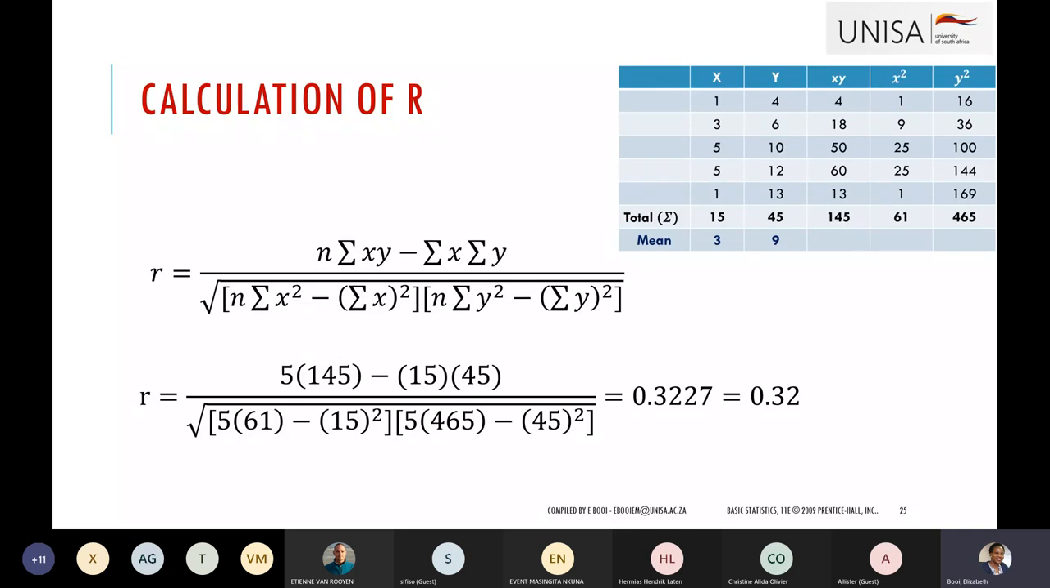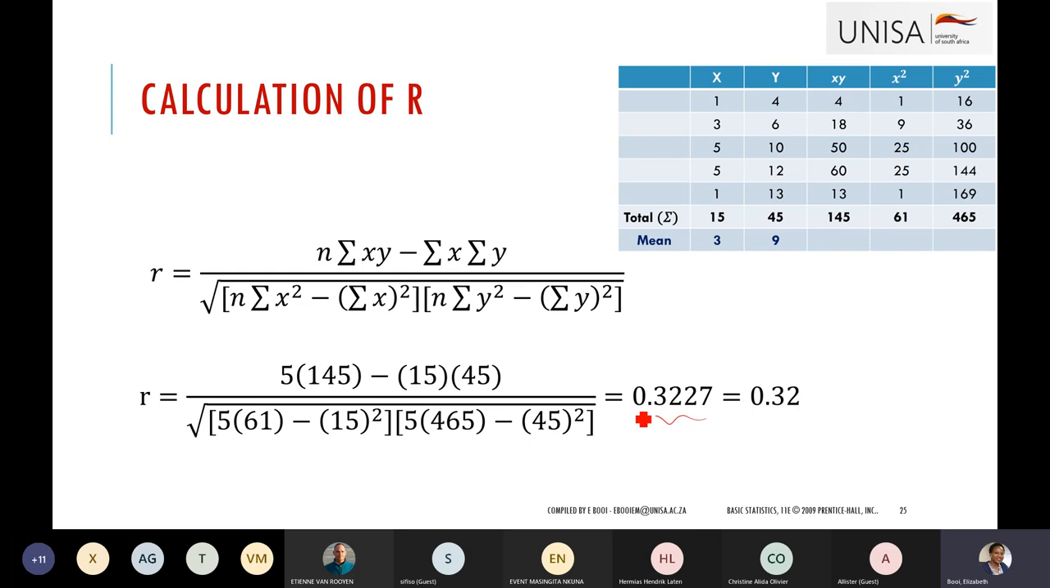Substitute the values into the formula. N is 5. Summation of x and y is 45, minus the summation of x, which is 15, times the summation of y, which is 45. Divide by the square root of 5 times the summation of x squared, which is 61, minus the sum of x, 15, squared, times n, which is 5, times the summation of y squared, which is 465, minus the summation of y, 45, squared.